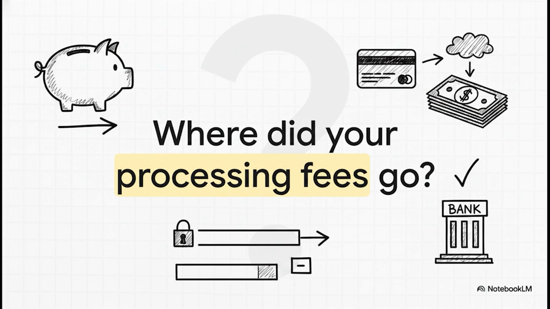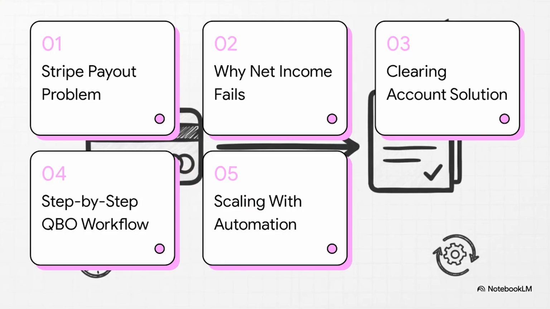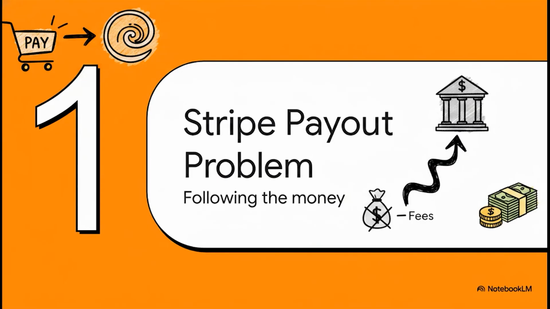To get to the bottom of this, here is our roadmap for today. We're going to uncover the Stripe payout problem, look at exactly why relying on net income fails, introduce the clearing account solution, walk through the step-by-step QuickBooks workflow, and finally, talk about how to scale all of this up with automation. Okay, let's dive right into Section 1, the Stripe payout problem.